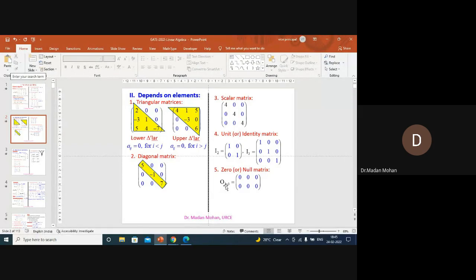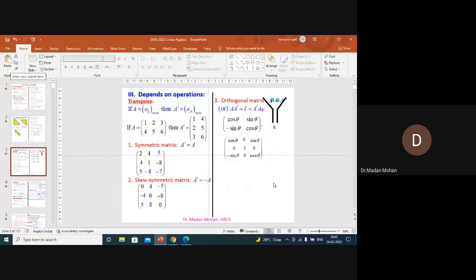Here 1 to 5, 1 to 4, these 4 are square matrices. Never say a rectangular matrix is triangular or diagonal or scalar or unit matrix. These should be square matrices. Whereas null or zero matrix can be a square or rectangular matrix. This is the classification depending upon the elements.